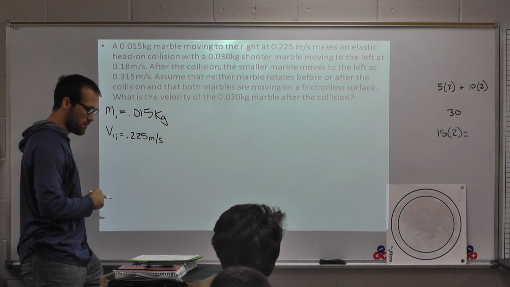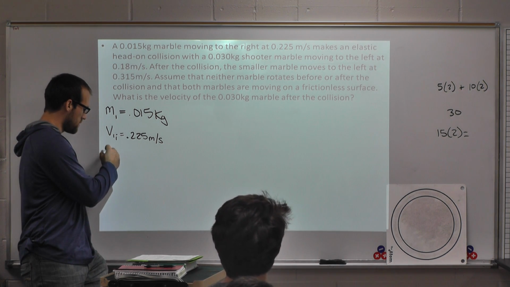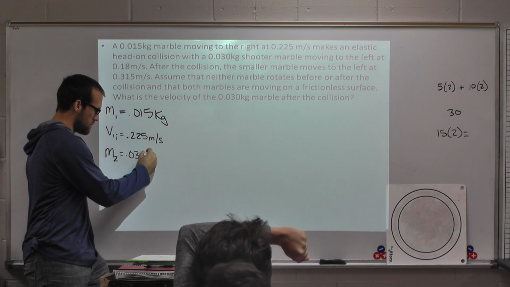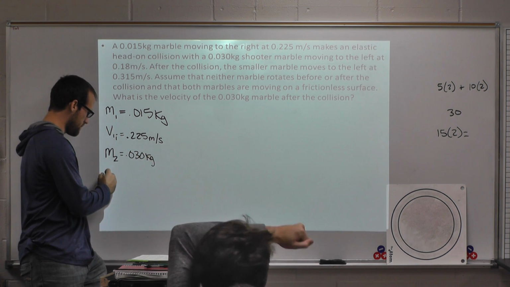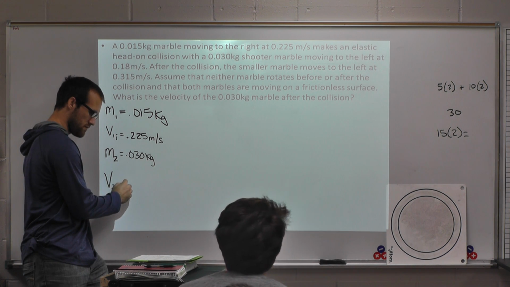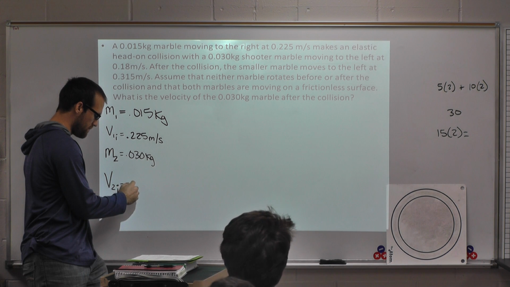Cheyenne, could you give me a new variable? The second mass is 0.037, and its velocity is negative 0.1. That's two. You said negative what? 0.18.